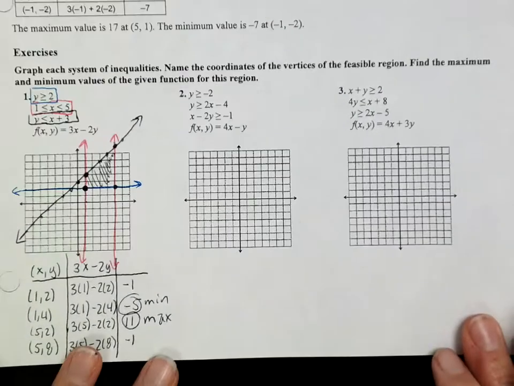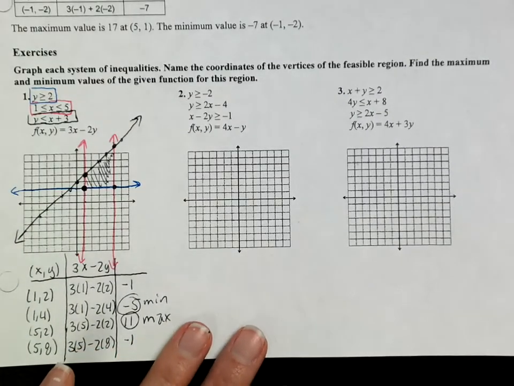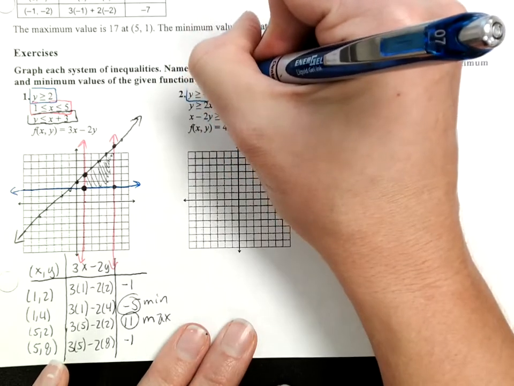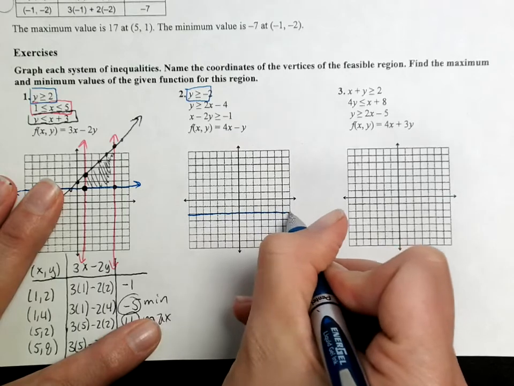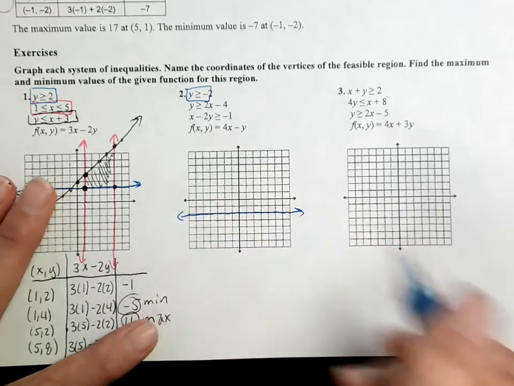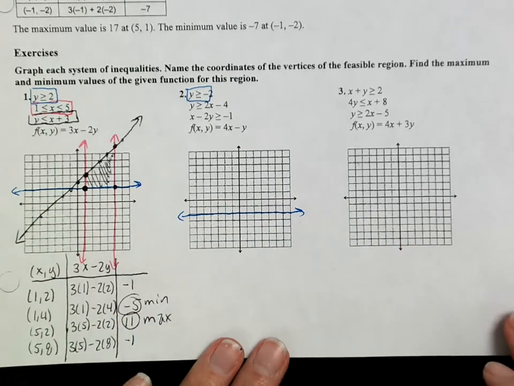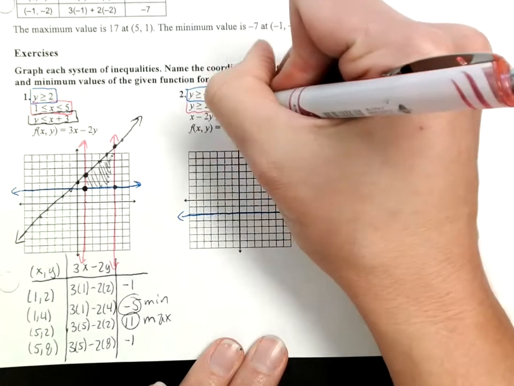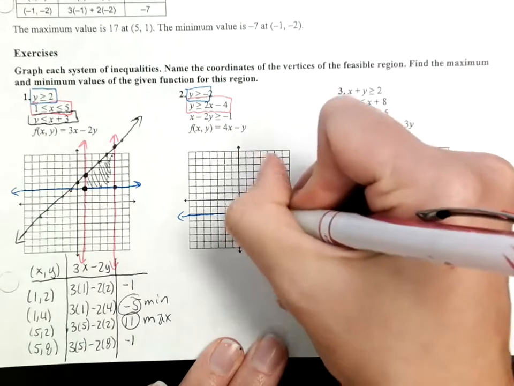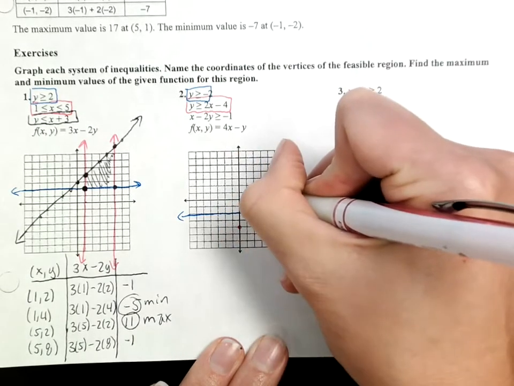Let's just work one more of these. Question number 2. I'm going to start with, again, y is greater than or equal to a negative 2 this time. So here's negative 2. My next equation, y is greater than or equal to 2x minus 4. Starts at a negative 4, goes up 2 over 1.